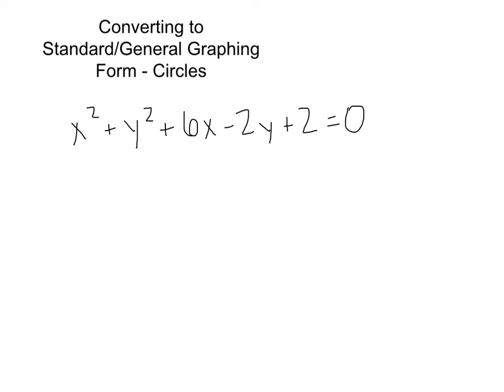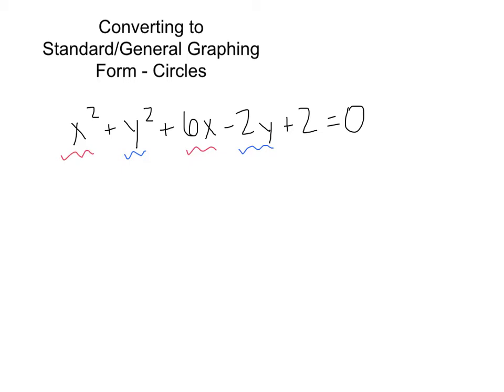Just like with parabolas and other conic sections, if we want to convert to the general graphing form, we're going to need to complete the square. What's different about the circles is that we're going to need to complete the square for two different variables. We have the start of something for the x's, and we have the start of something for the y's. That means we're going to have to complete the square for both.